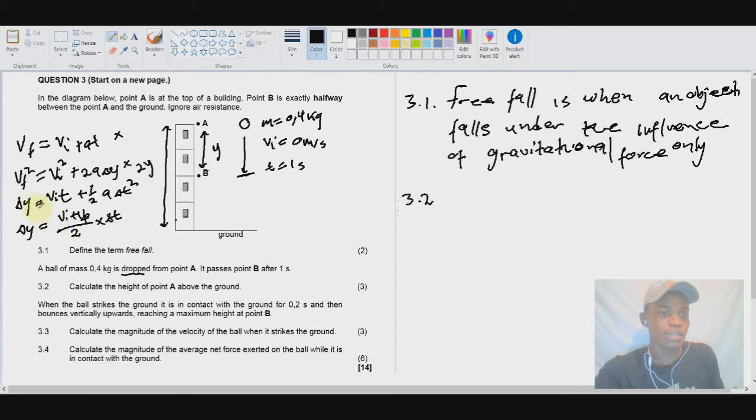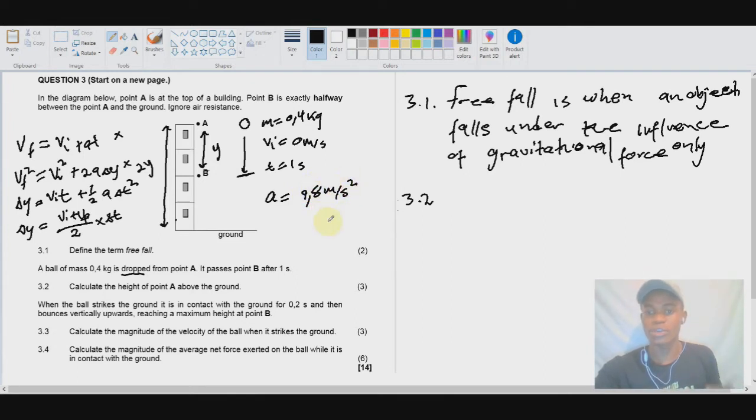This one says delta y is equal to Vit plus 1 over 2 At squared. So we have information on delta y between A and B, and we have initial velocity and time. Also, we know that this object we said is experiencing a free fall. That means the acceleration it is experiencing is the gravitational acceleration. So A is equal to 9.8 meters per second squared.